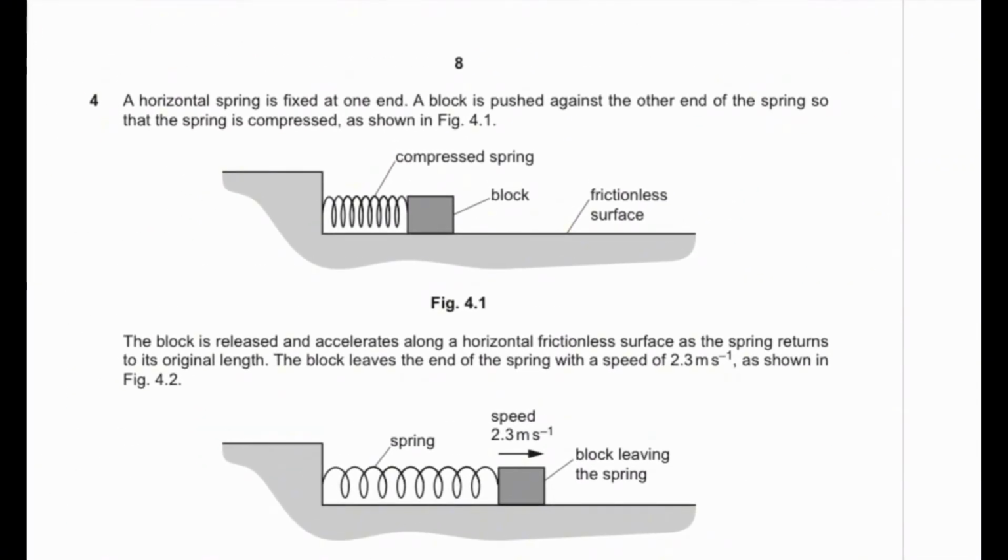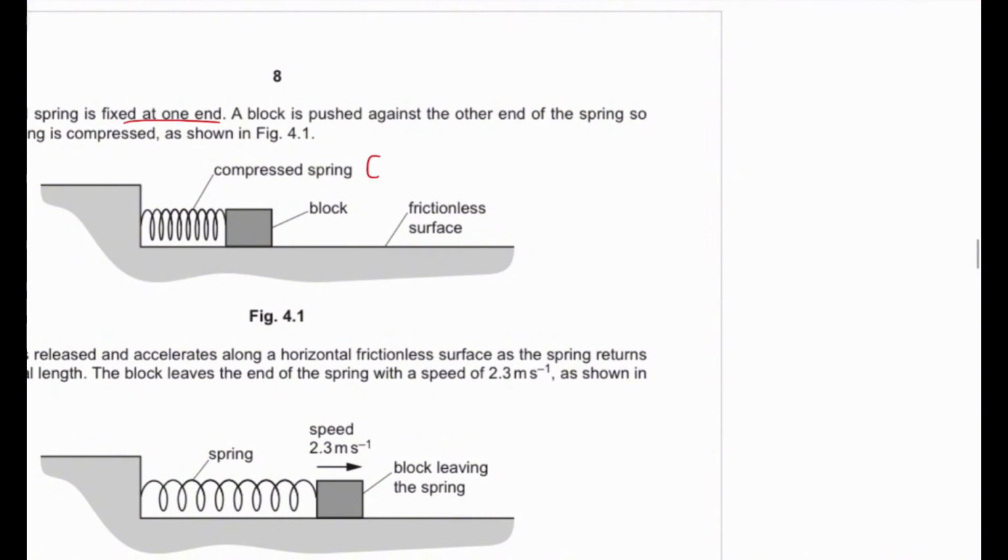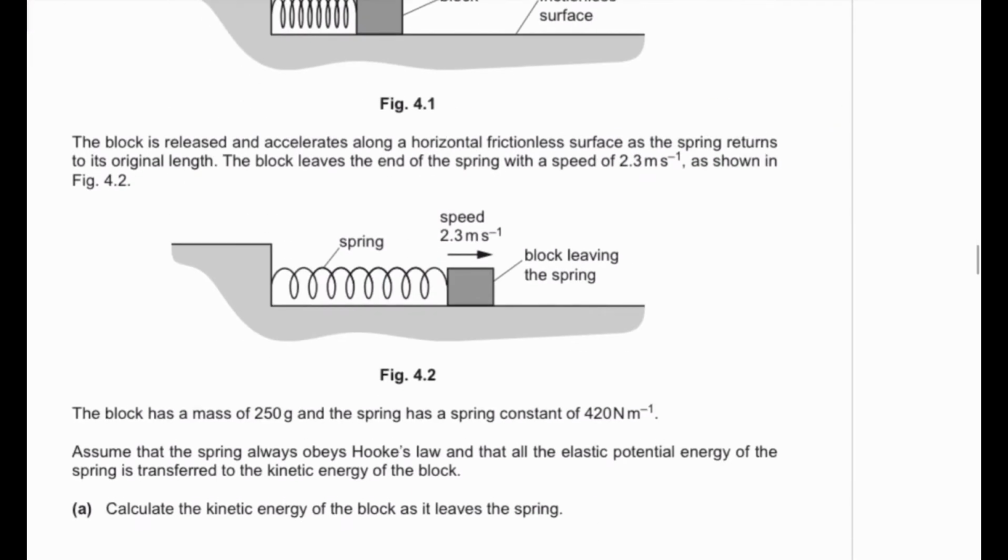Moving on to question number 4, we've been given a horizontal spring that is fixed at one end. A block is then pushed against the other end and the spring is compressed. So already this spring is compressed, and in this form it already possesses elastic potential energy. But if the block is released, it accelerates along a horizontal frictionless surface, and the block leaves the spring with a speed of 2.3.